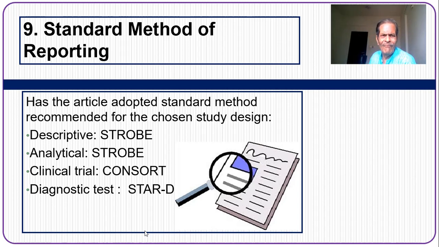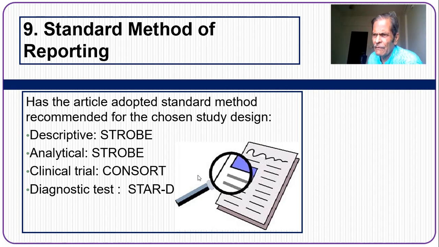Then, whether or not the authors have resorted to standard reporting methods. For each type of article, there are certain internationally accepted guidelines for the different study designs. For example, for descriptive studies, there are STROBE guidelines. For analytical studies, also there are STROBE guidelines. For clinical trials, there are CONSORT guidelines. For diagnostic tests, there are STARD guidelines.